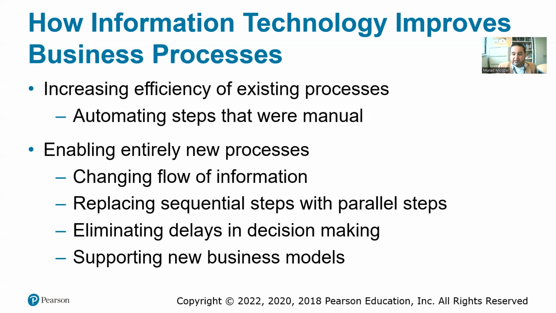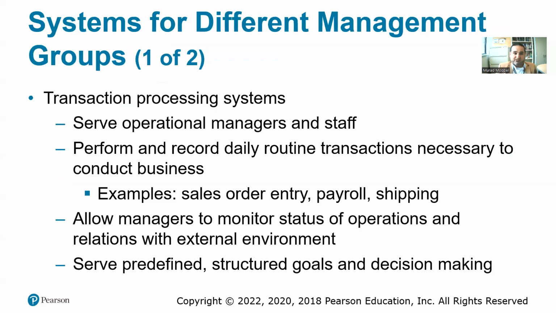So that's what we mean here by the benefit of information technology in improving business processes. There are some systems for different management groups. For example, transaction processing systems are the systems that collect data, entry data, right? When you go to HEB or Walmart to scan products, that's basically a transaction processing system. When you book a flight, that's a reservation system that you use, and so on. Just examples of transaction processing systems.